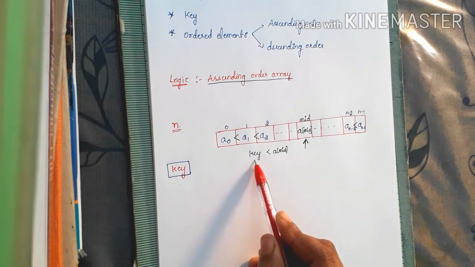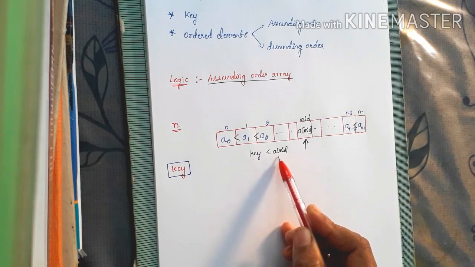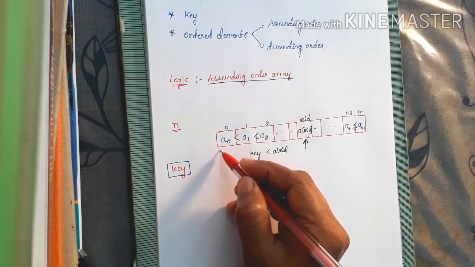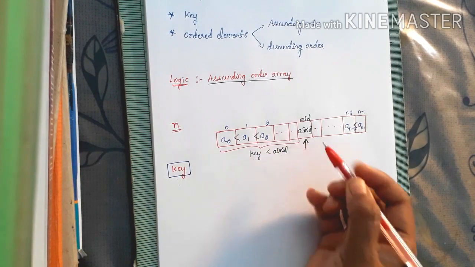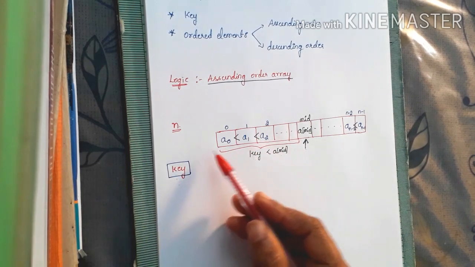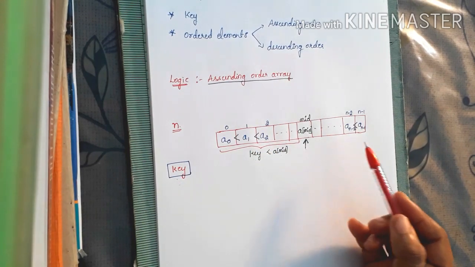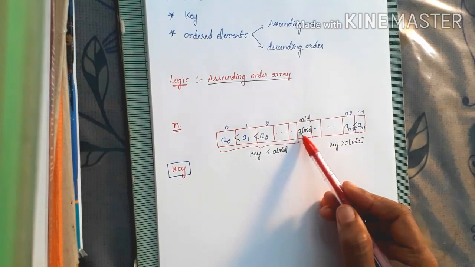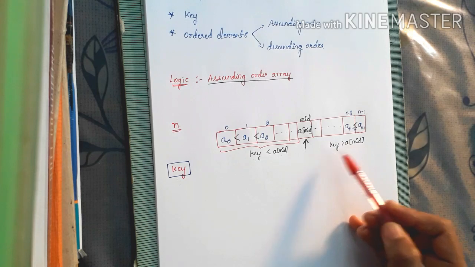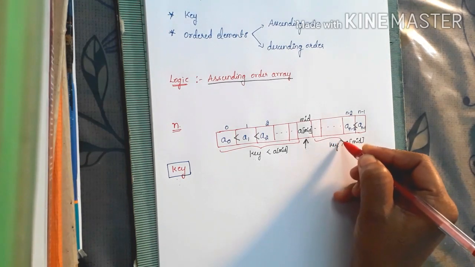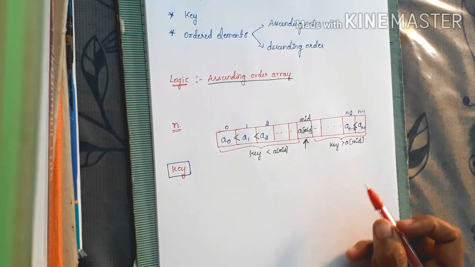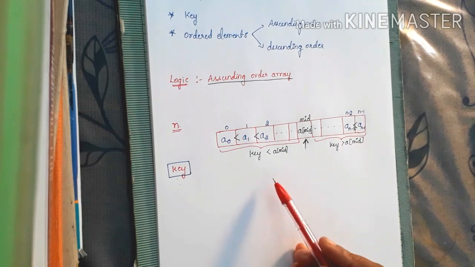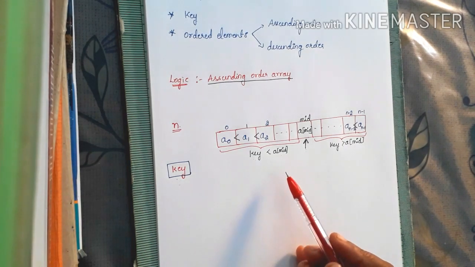In case the key element is less than the middle element, we need to search only the first half of the array, because the array elements are in ascending order. In case the key element is greater than the middle element, we need to search for the key element in the second half of the array, because the array elements are in ascending order. So this is the general logic of binary search technique.